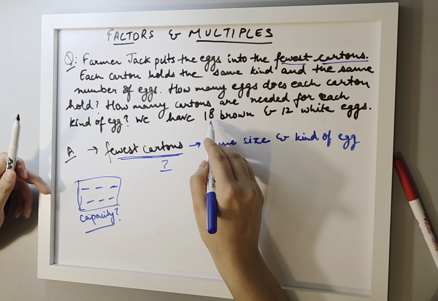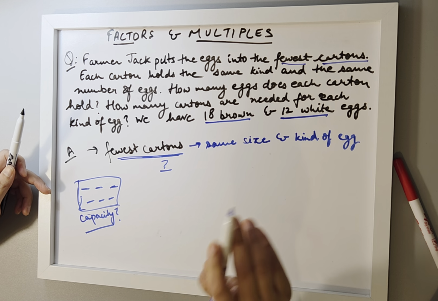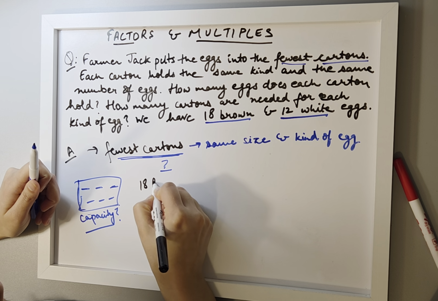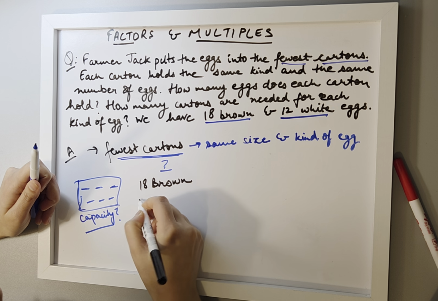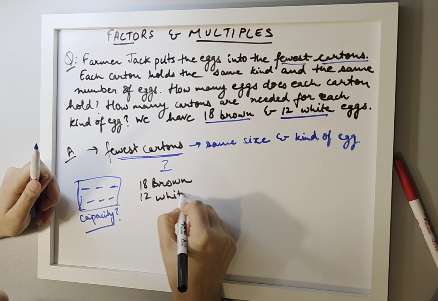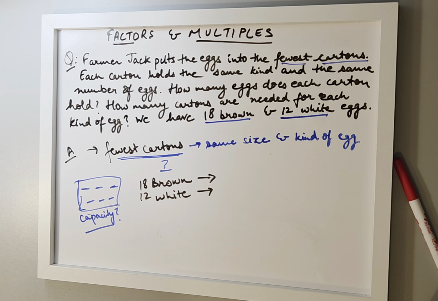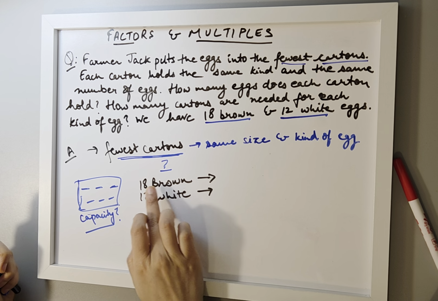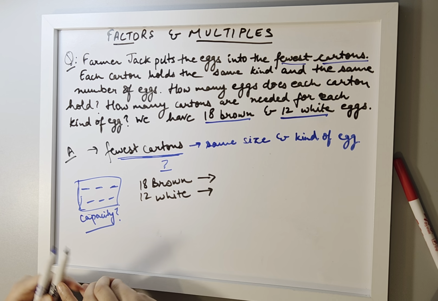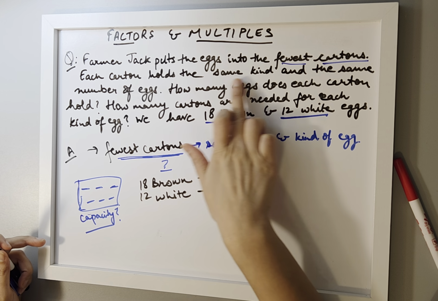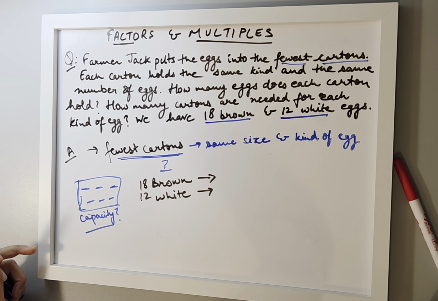So if we continue to read, we have 18 brown and 12 white eggs. So we have two kinds of eggs. Each carton can have only one type of egg, so either it can have browns or the whites. But we need to find just one kind of carton, because each carton holds the same kind and the same number of eggs, and the cartons should be the fewest.